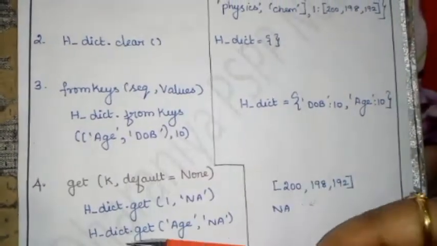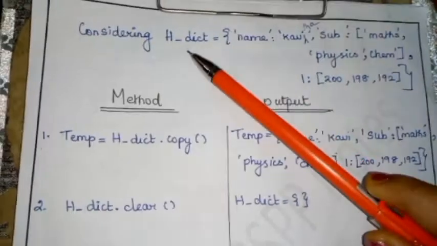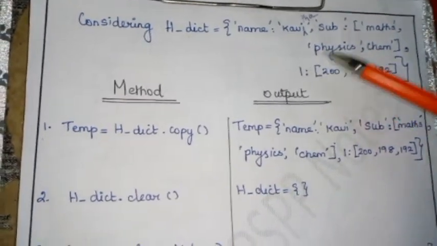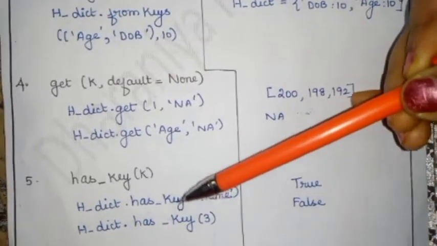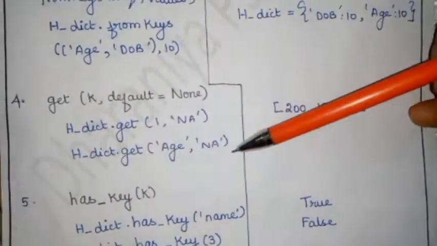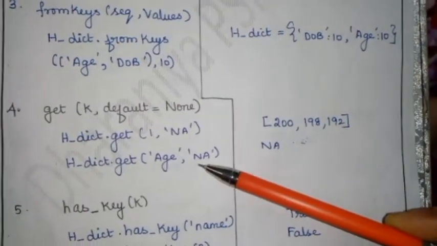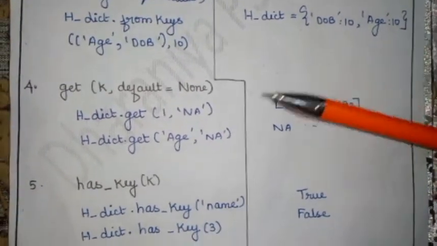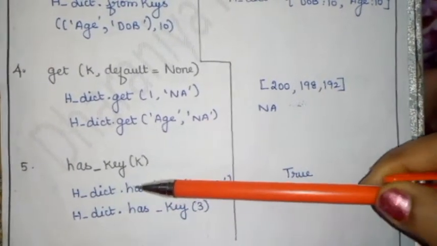See, in h_dict we don't have age. I'll show you. See, in h_dict we don't have age as a key. When we call a key which is not there in h_dict, it will display me na. So when this particular statement is executed, my output will be na. Clear?